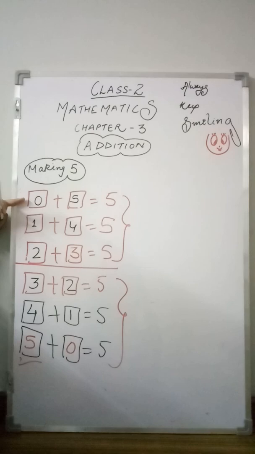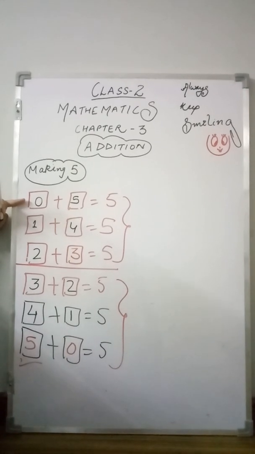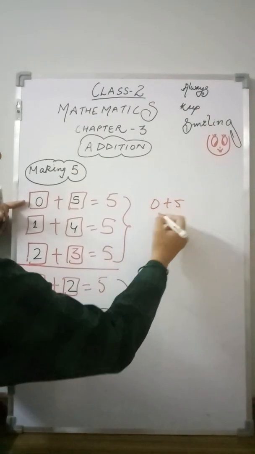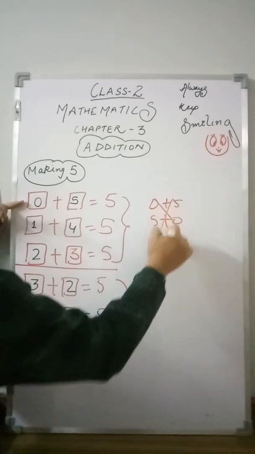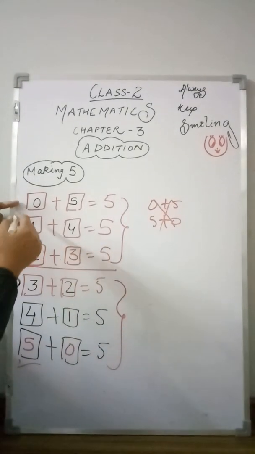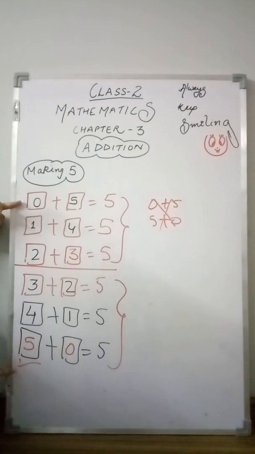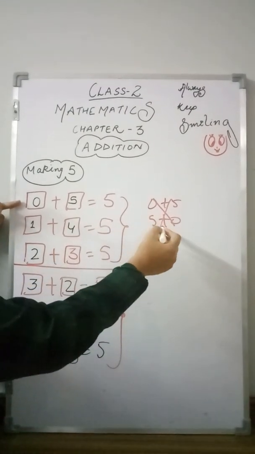Suppose I have asked you to make 2 pairs of 5. If you are writing 0 plus 5 and 5 plus 0, this is wrong, because they are the same. You can either choose this one or this one. The method is only different, but the answer is the same. You cannot write like this.